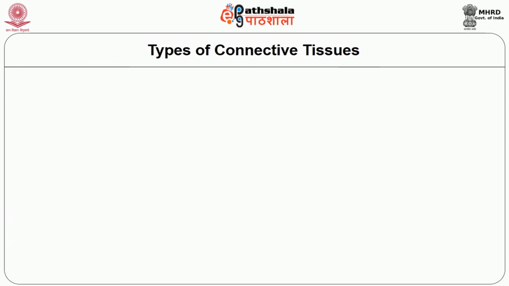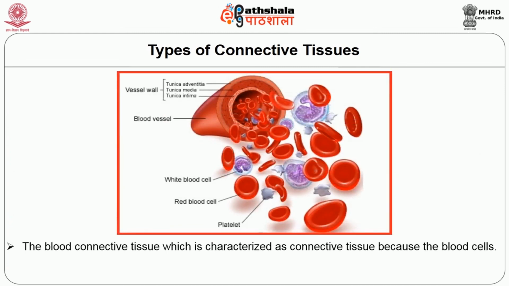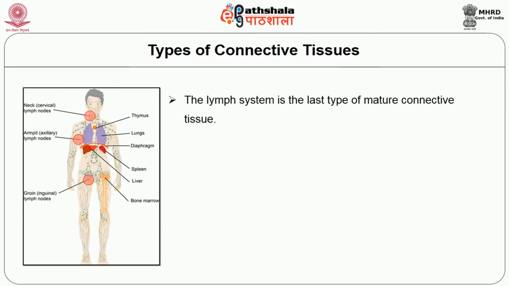The next is the blood connective tissue, which is characterized as connective tissue because the blood cells, such as red and white blood cells as well as the platelets, are suspended in an extracellular fluid of the blood. This extracellular fluid is known as plasma. Finally, the lymph system is the last type of mature connective tissue.